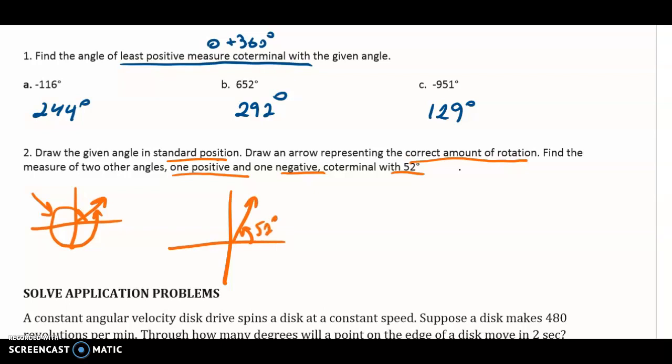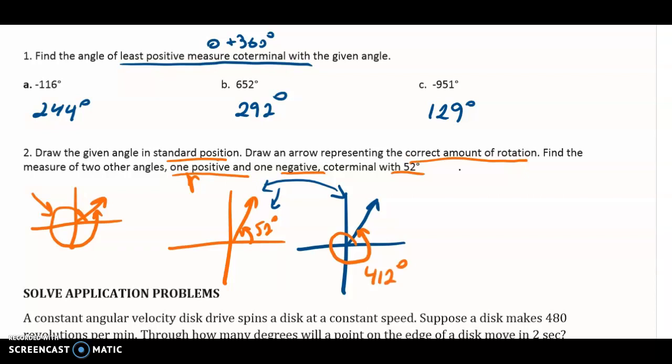And I'm going to find one positive coterminal angle that would look like 52 degrees. So I'm going to make that terminal side look the exact same. So these two should look like carbon copies of each other. The only difference is it's going to have one rotation shown. And this is going to be 52 plus 360 is 412 degrees. So that would be another coterminal angle.